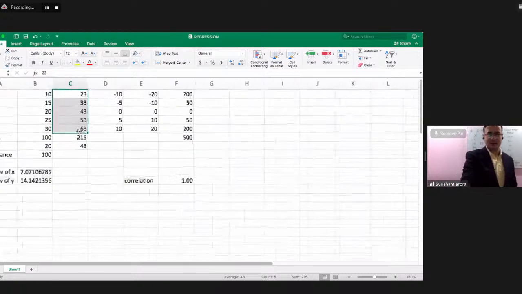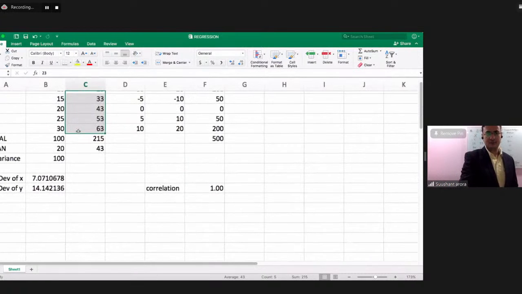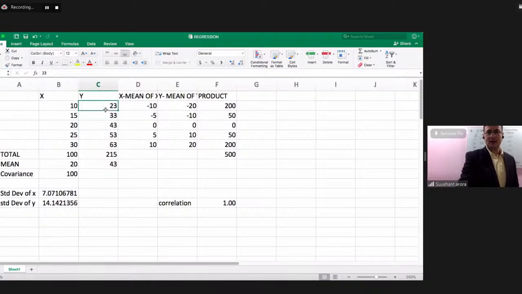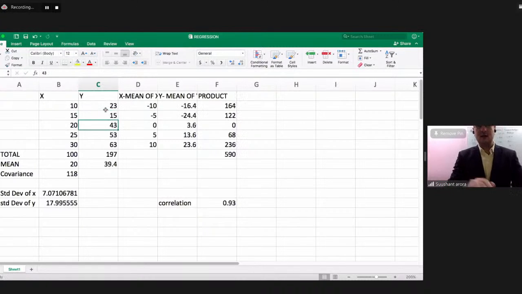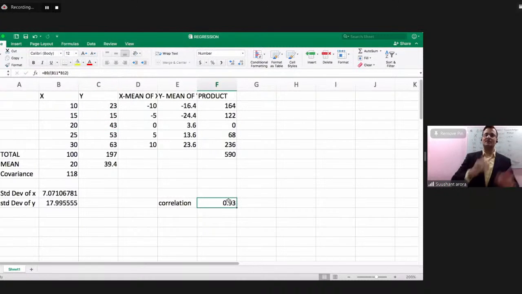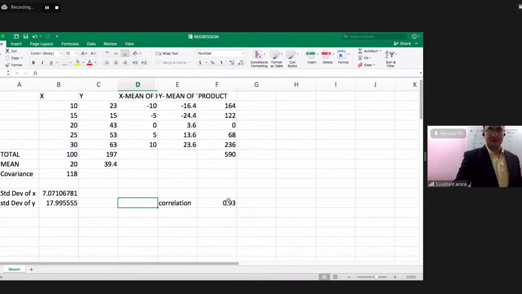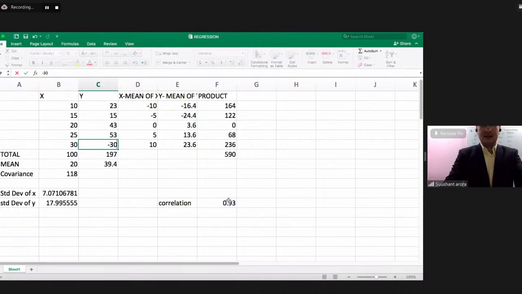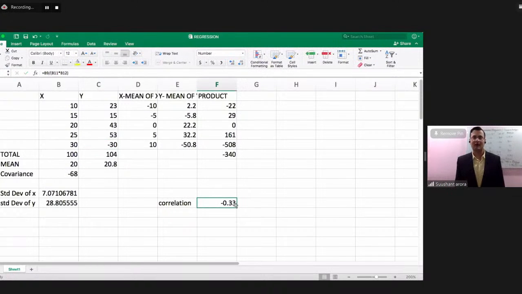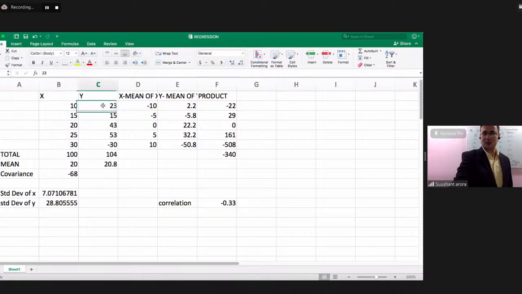Let me manipulate these figures. Let me put it as not 33, less than that, let's say 15. See how the correlation changes. Less than 1. Let me put a negative figure here. Minus 30. Correlation has become negative all of a sudden. Why? Because there is no pattern. 10, 15, 20, 25. This is increasing. This is 23, then coming down. Let's say put 33. So it is on a going trend, 53, but then became negative.